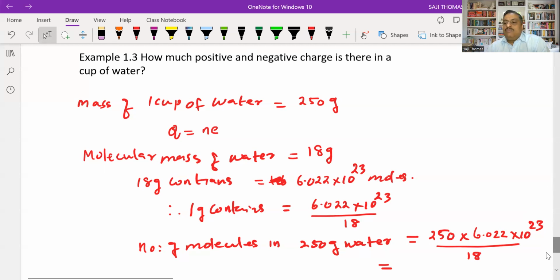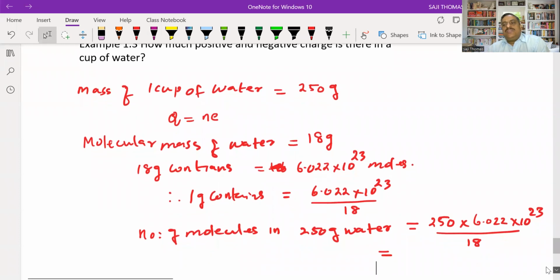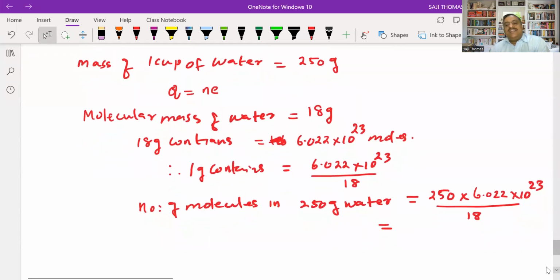Now, in one molecule, can you tell how many positive charges and negative charges are there? In H2O, how many electrons and how many protons are in one molecule? You know, in oxygen, 8 protons and 8 electrons. So 8 protons are there. A water molecule contains 2 hydrogen atoms, so 2 protons are there. So in one molecule, there are 10 protons. Similarly, there are 10 electrons.